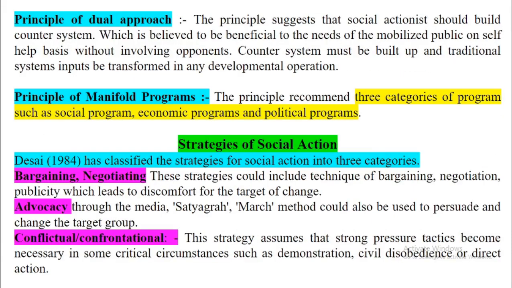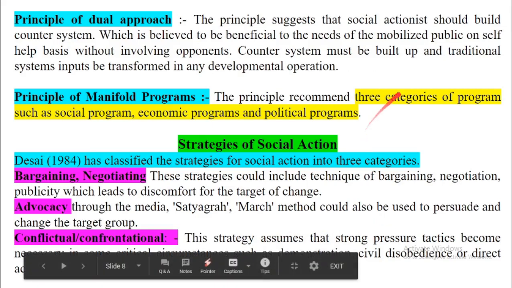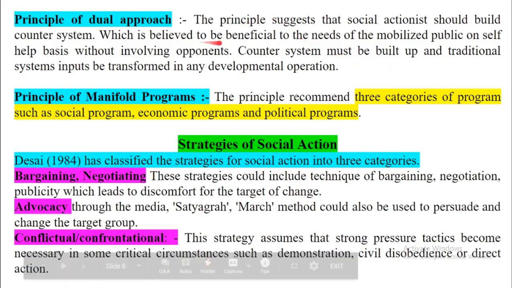Now, the principle of dual approach. The principle suggests that social actionists should build counter systems, believed to be beneficial to the needs of the mobilized public on a self-help basis, without involving the opponent. The counter system must be built up and the traditional system transformed in development operations.